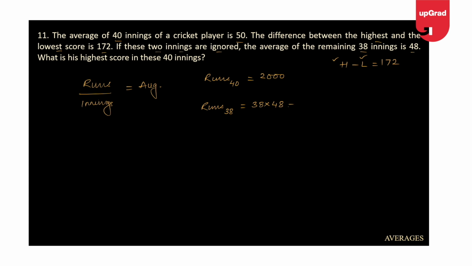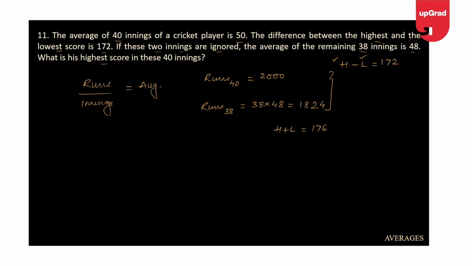So can I do the quick calculation? 38 multiplied by 48, what would we get? 8 8s are 64, 6, 4 3s are 12, 18, 24. Yeah. So this is what he has scored in 38 innings. Which means if I calculate the difference between these two, I will be getting the total runs scored by him in the highest and the lowest, and that comes out to 176.